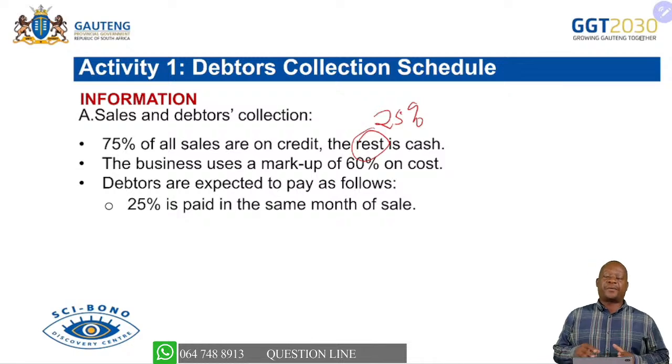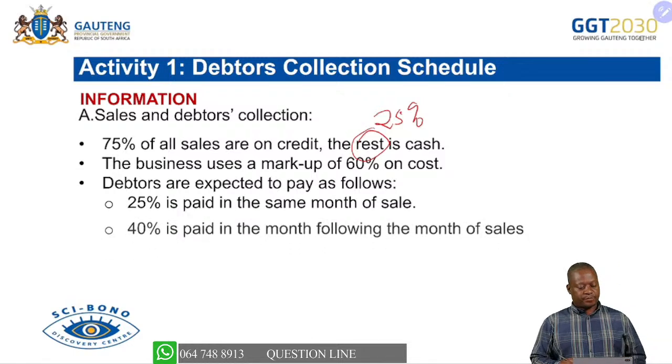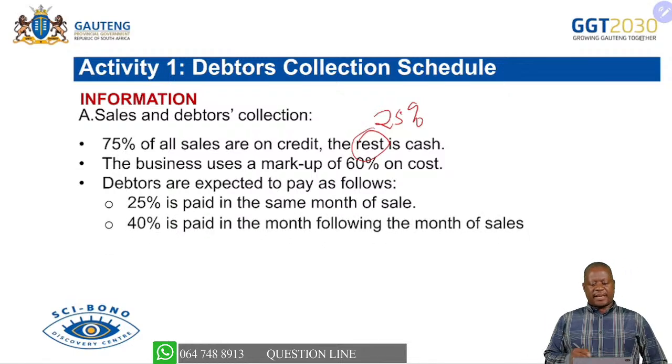75% of our credit sales are not paid in the month of sale. It will come. And then it also goes to say 40% is paid in the month following the month of sale, which means you sell in January, 40% is only received in February.